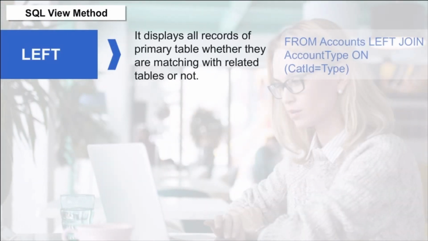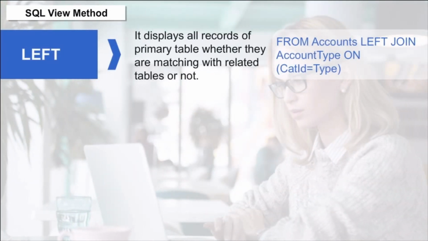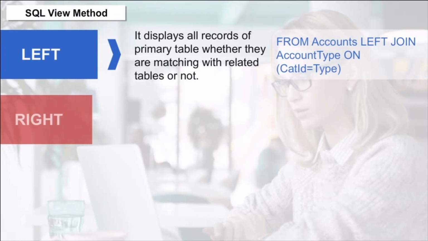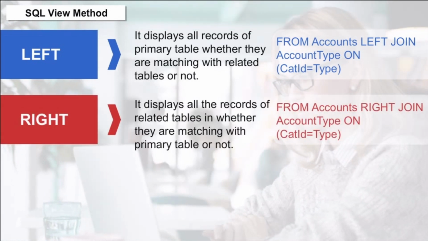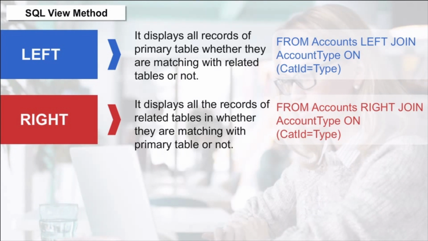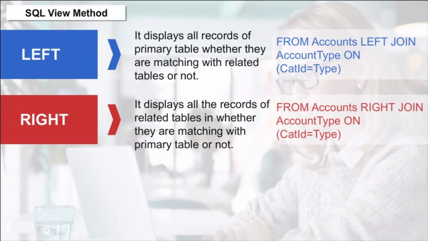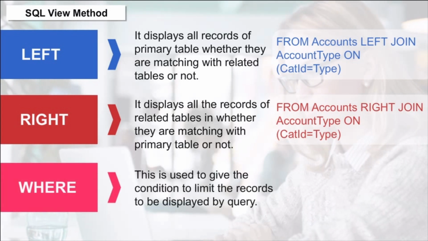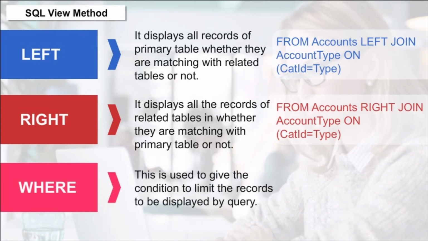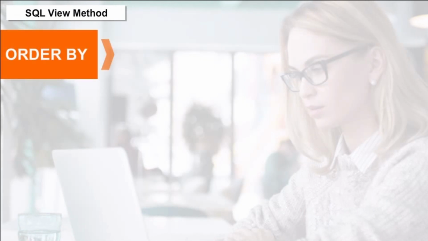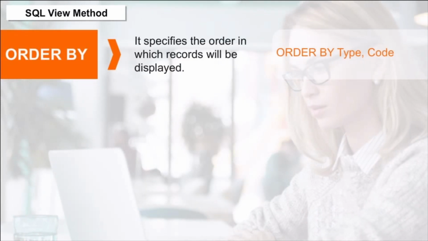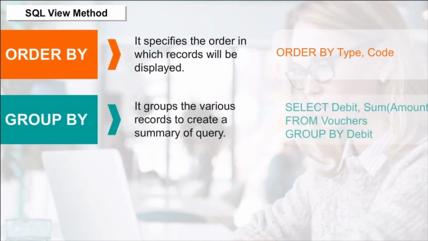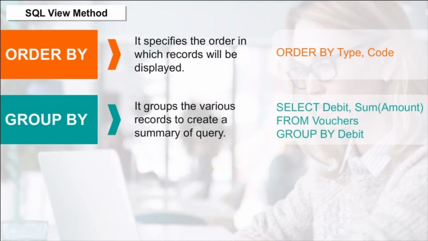Left. It displays all records of primary table, whether they are matching with related tables or not. Right. It displays all the records of related tables whether they are matching with primary table or not. Where. This is used to give the condition to limit the records to be displayed by query. Order by. It specifies the order in which records will be displayed. Group by. It groups the various records to create a summary of query.